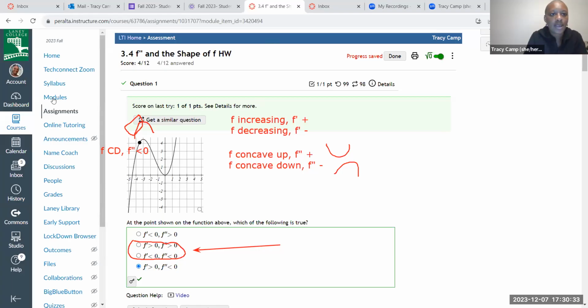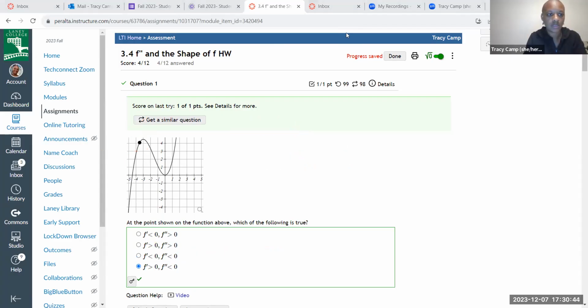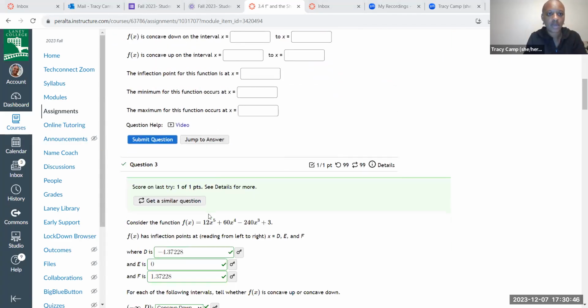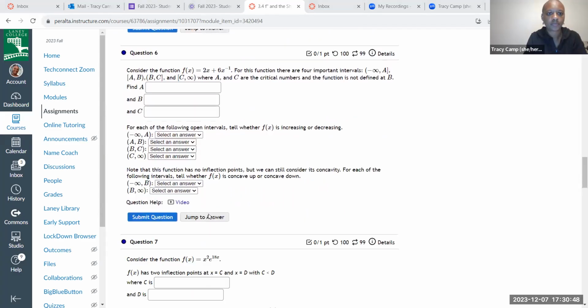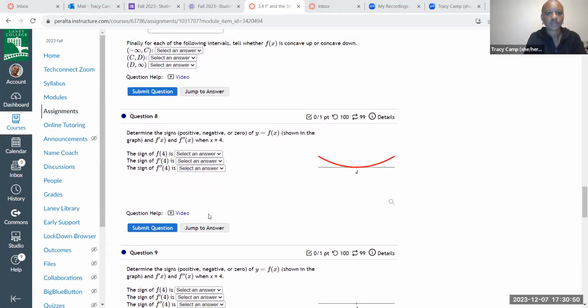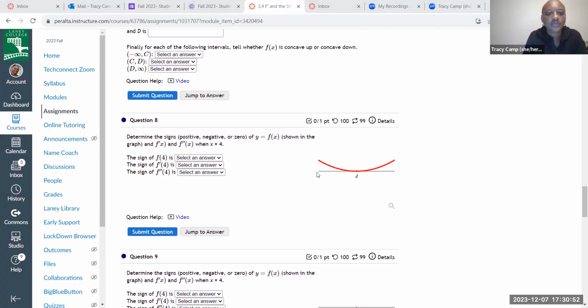For number 8, let's see what number 8 is. Let me erase all this. For problem number 8, this one's kind of similar. It's again asking us to relate a function, a function's derivative, and its concavity. I shouldn't have erased all that stuff that I just erased, huh?